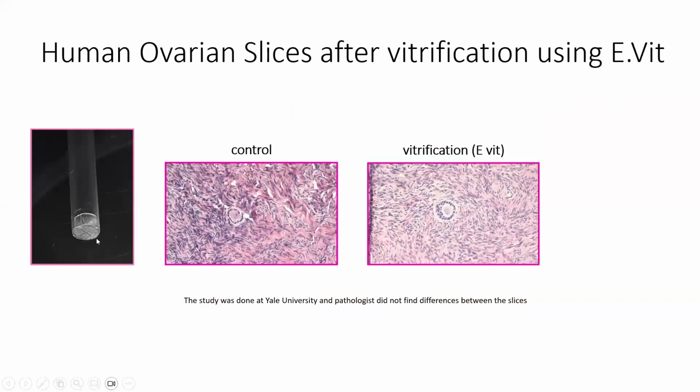straw here, the EVIT, which has a mesh in the tip, so we can load cryoprotectant into the straw automatically. We compared vitrified tissue to fresh, and at least histologically there was no difference between vitrification and fresh control.